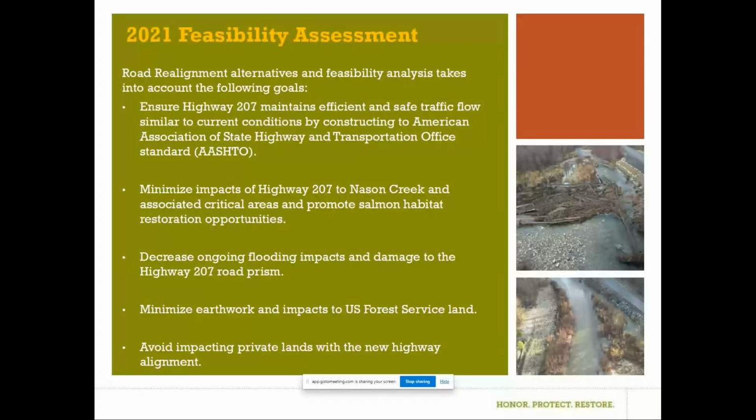So we came out with our feasibility assessment and we had several goals. We wanted to ensure Highway 207 maintains efficient and safe traffic flow similar to the current conditions by constructing to the American Association of State Highway and Transportation Office standard. We wanted to minimize impacts of Highway 207 to Nason Creek and the associated critical areas and promote salmon habitat restoration opportunities. We wanted to decrease ongoing flooding impacts and damage to the highway road prism.